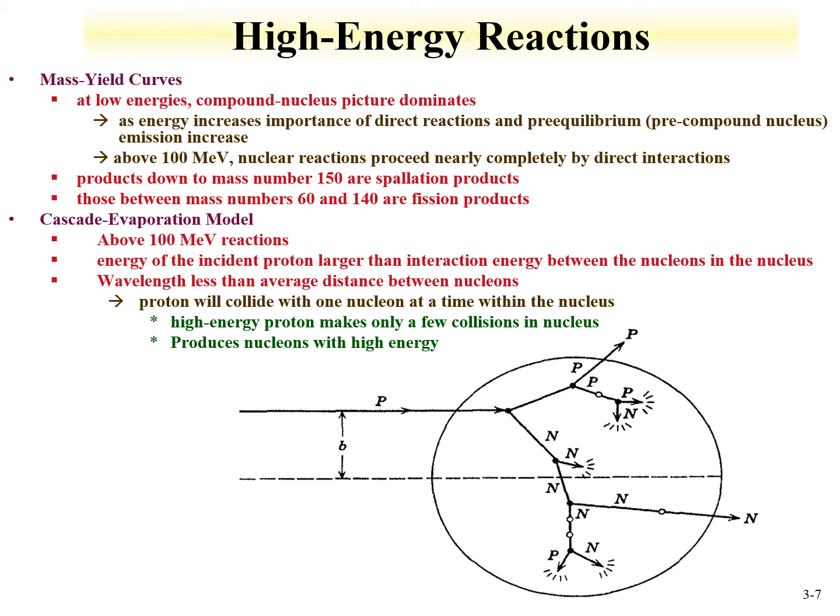You can imagine that these neutron emissions are fundamentally routes for de-excitation of the excited product nucleus, where each neutron emission is responsible for dissipating between 5 and 10 MeV of energy. So the model for this is a cascade evaporation model. It's listed here, usually above 100 MeV reactions. And the protons will collide with one nucleon at a time within the nucleus. These high-energy protons make only a few collisions in the nucleus, and they produce nucleons with high energy.